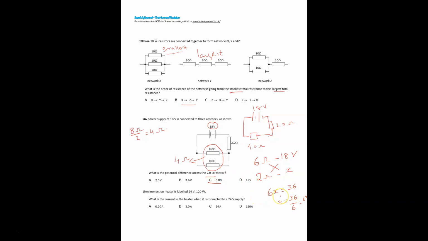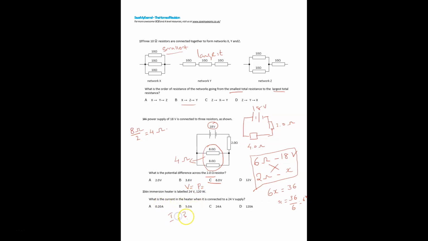So do the calculation using your calculator and follow this method. For the MCQ, it is easy for you. They use the cross multiplication method to find the voltage, because resistance and potential difference are directly proportional, so you can use cross multiplication. An immersion heater is labeled 24 volt, so potential difference V is 24 volt, and 120 watts, power rate is 120. What is the current?